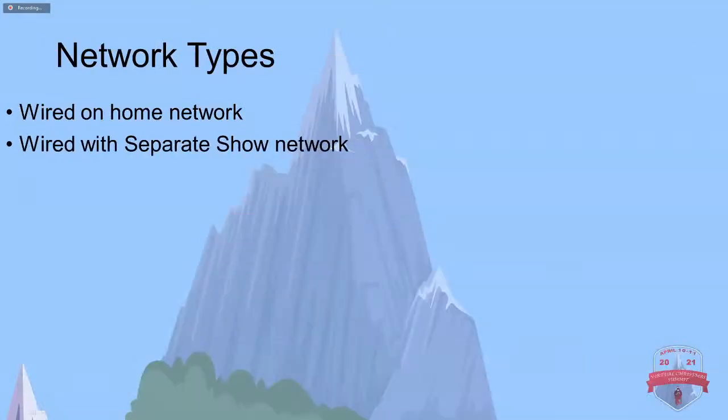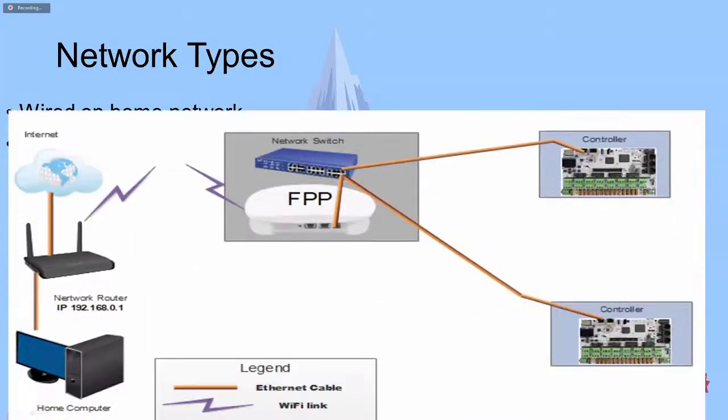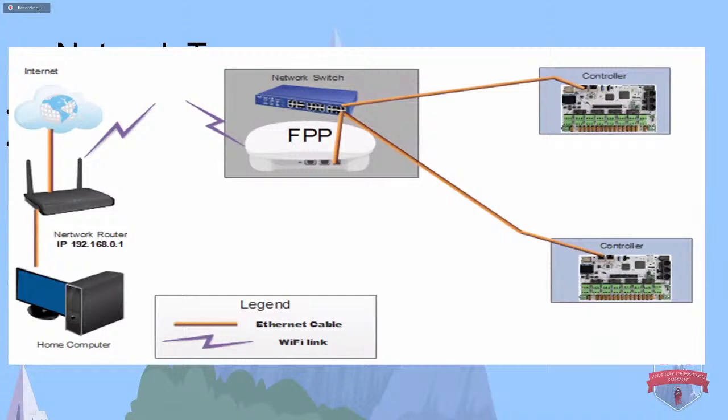The next method is a wired show network, a wired with a separate show network. So this type of network is where the show network components are wired together through a switch and an FPP device is used to bridge the network. You see that all your controllers over here on this side, they go up to a switch and then they go through the FPP device and the FPP will communicate wirelessly to your computer and router.